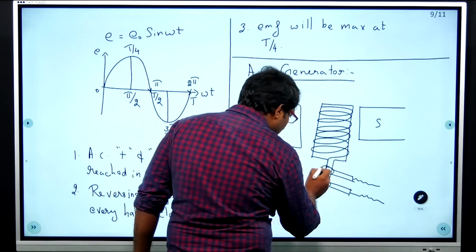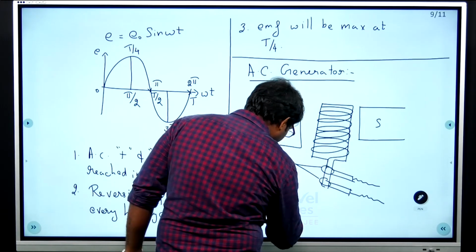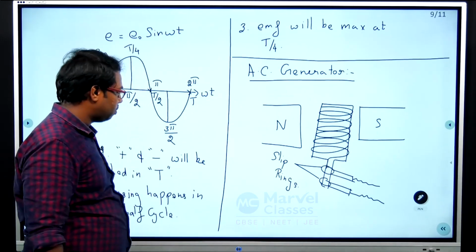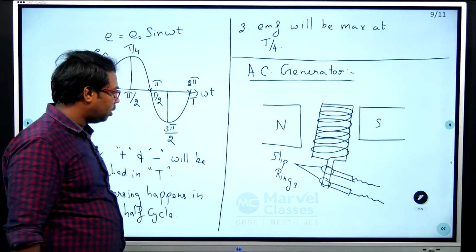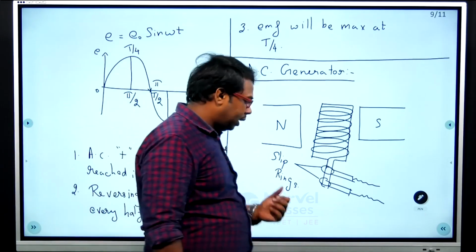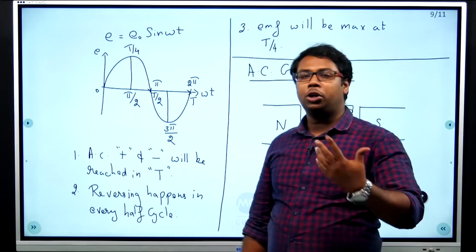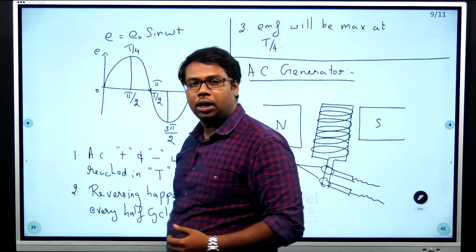These are called slip rings. What is the role of the slip rings, by the way? Slip rings are the materials which are actually going to produce an alternating current. If I am going to introduce some other material into that, I will be producing a DC current out of it.